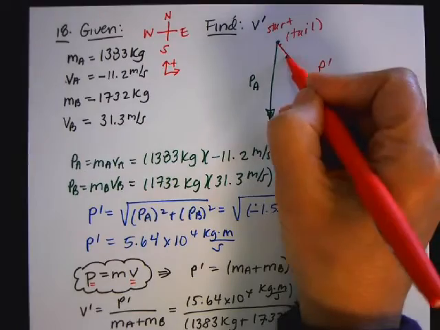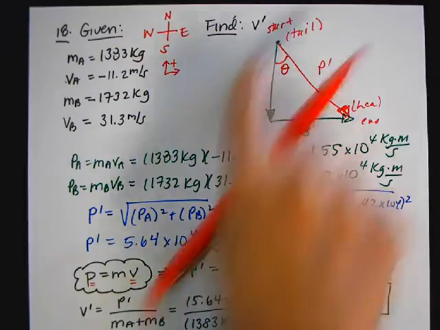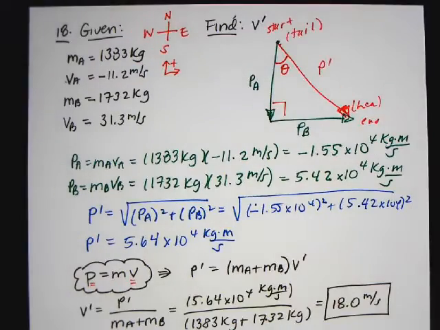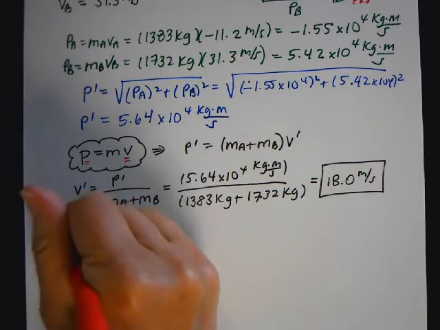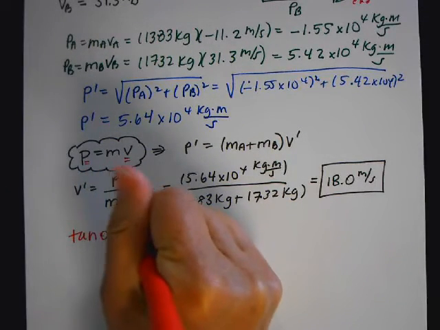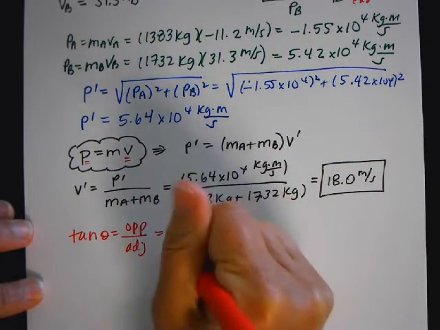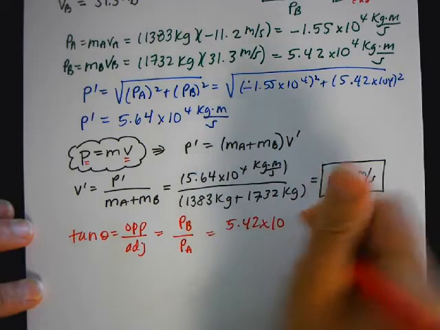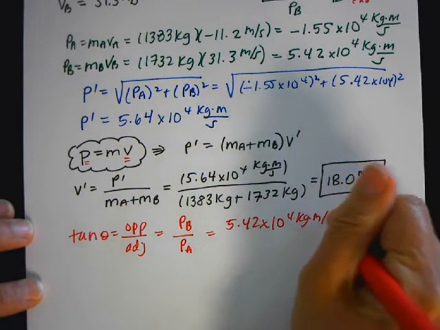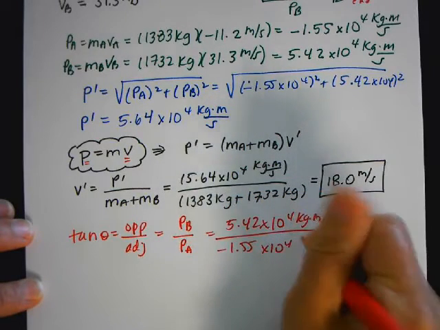It's easiest to find this angle inside the triangle. I have a right triangle. I know all three sides. Can I find this angle? Absolutely. So what I'll do is I'll say that tan of theta is opposite over adjacent. So that's PB over PA, which is 5.42 times 10 to the 4 divided by PA, which is negative 1.55 times 10 to the 4.